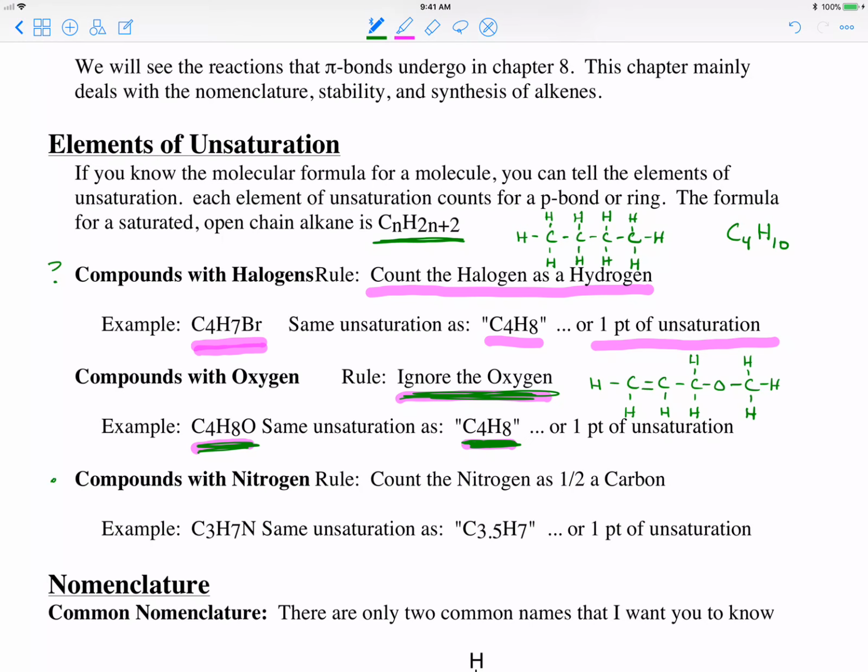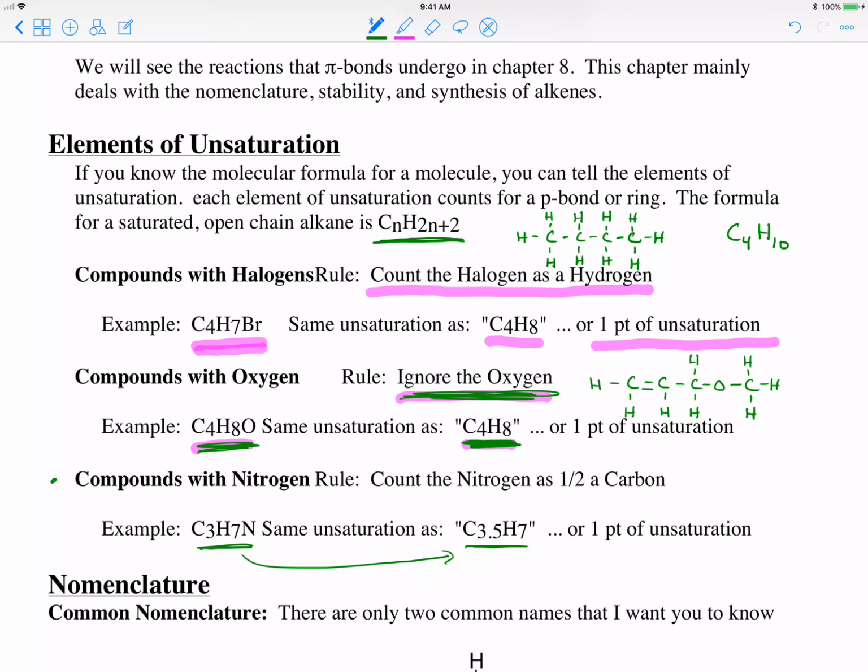Now, what do we have when we have a nitrogen in there? Well, when you have a nitrogen, you're going to count it as half of a carbon. This sounds really strange, but I'll show you what we mean. If I have a formula C3H7N, I'm going to count that nitrogen as half of a carbon. So the C3H7N molecule has the same number of points of unsaturation as C3.5H7. Now, of course, that's an impossible molecule. But the point is, for the purposes of the formula, it works.